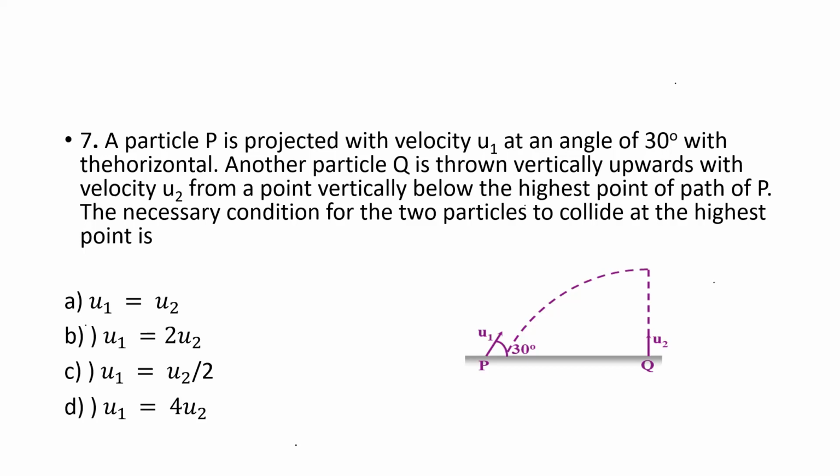The necessary condition for the two particles to collide at the highest point is, so one is projected from P, one is projected from point Q with different velocities. The P particle is making an angle of 30 degree with the horizontal. Here both the bodies will meet at a particular point. We need to calculate the velocity.